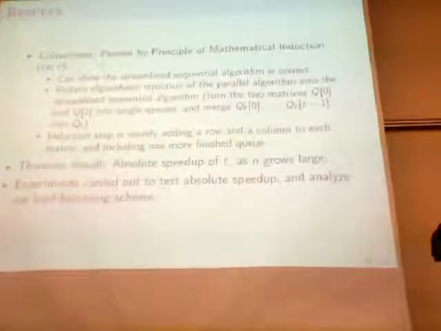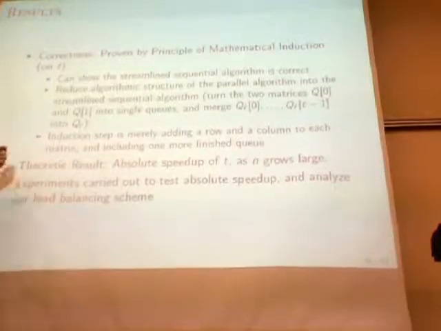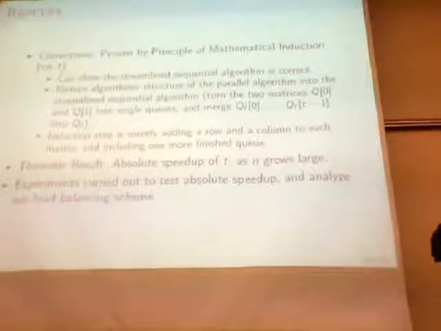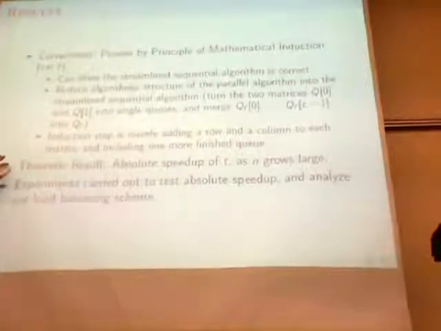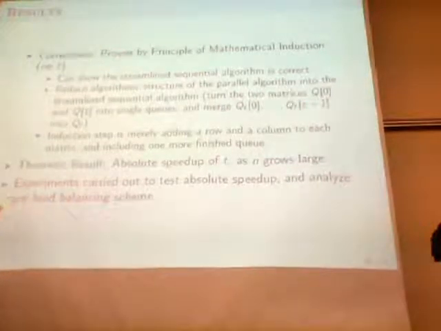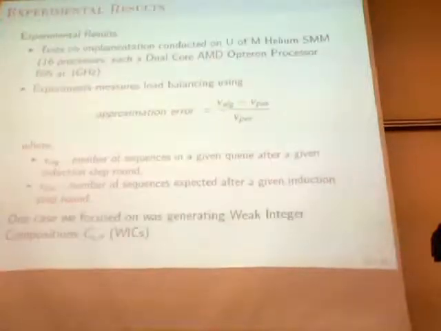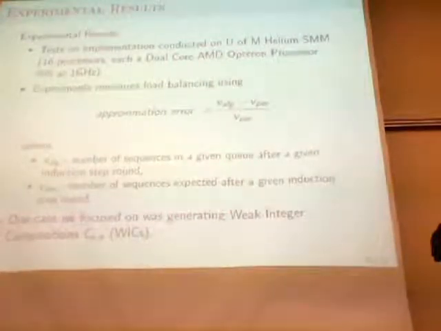So you can first show that the streamline one works, which is not that hard. You just relabel things, and then you just reduce it by what I just described, and you just do the induction step, which is very simple. You just add a row and a column. Makes it very easy. So note that the absolute speedup of this algorithm is T, but we'll find out that it's not going to work that nicely. I did a little bit of experimentation here, so a quick thing I want to point out is that I use absolute error to measure the load balancing.